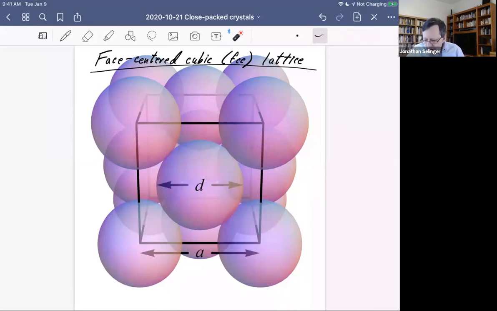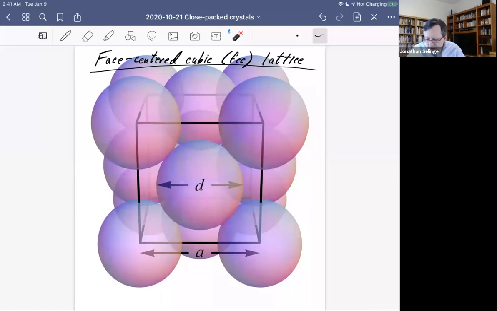So we need to figure out what is the packing fraction for this structure. For this structure, we need to figure out how many spheres there are per unit cell. There are both corner spheres and face spheres. From the corner spheres, you get 1/8 of each corner sphere. And for the face spheres, you get half of each face sphere, because each face sphere is half in this cube and half in the next cube over.